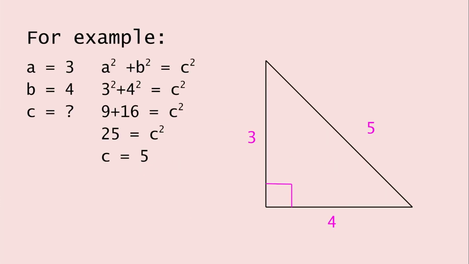For example, if A is equal to 3 and B is equal to 4, C is equal to what? As you can see, we use the Pythagorean theorem, which is A squared plus B squared is equal to C squared. Now, what's 3 squared? 9. What's 4 squared? 16. 9 plus 16 is equal to 25. C squared is equal to 25. C is equal to 5. Now we found 5, the hypotenuse.